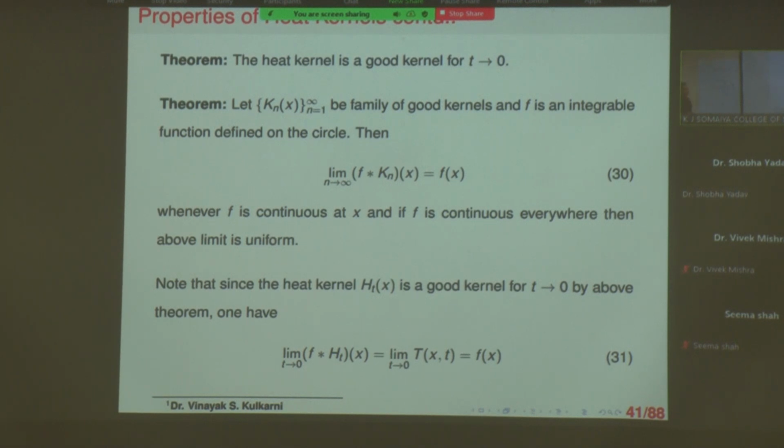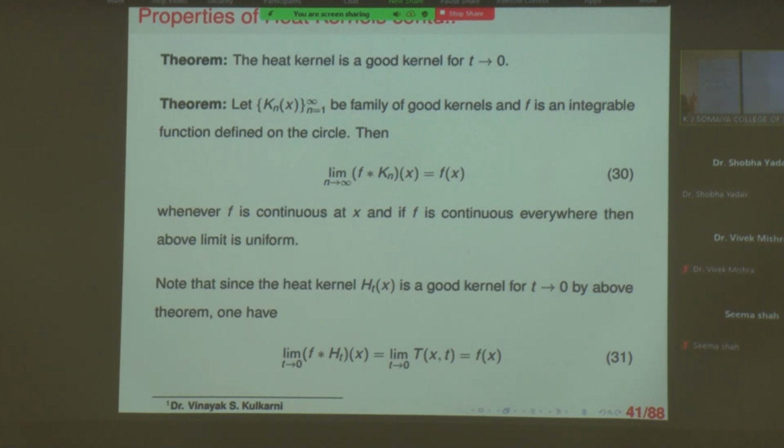You look at this next theorem. The family of good kernels, that is, K_n(x), n equals 1 to infinity. It's a family of good kernels. f is an integrable function defined on a circle. Everything we are defining on the circle because I want to say that f is a periodic function of period 2 pi. Defined on a circle itself represents the property of periodicity of period 2 pi. That's the reason every time the geometry under consideration is a circle.